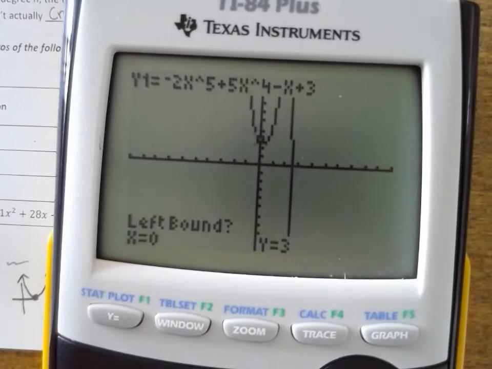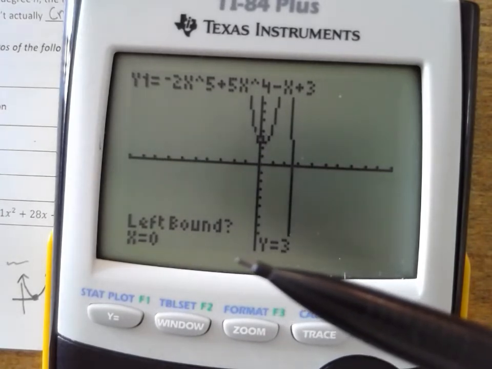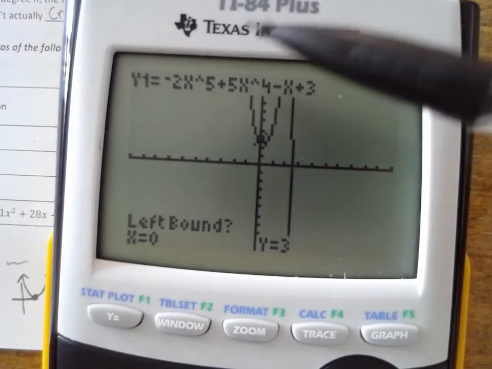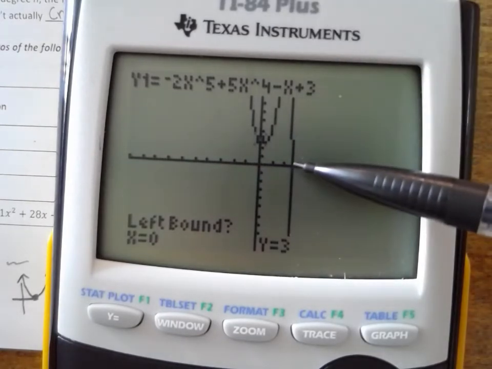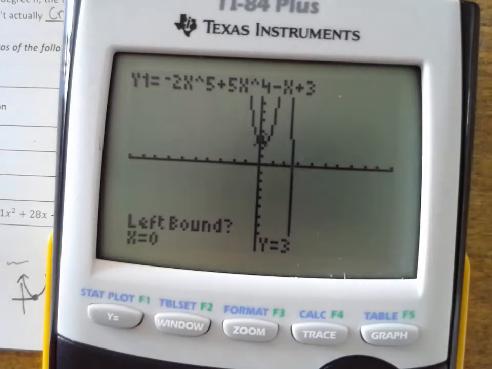Now, I want you to read what your calculator is saying to you. Left bound. What does that mean? Well, it wants you to tell it a number to the left of that function. So, everybody, lightly put your pencil on the 0. Don't draw on the screen, please. What is a number to the left of where my pencil is? Negative 1 definitely is, but let's get closer. I'd say 1 or 2 would be a good guess. I'm going to say 2.